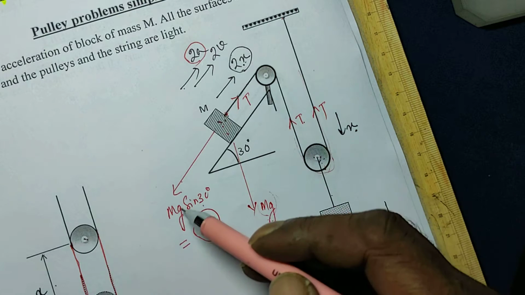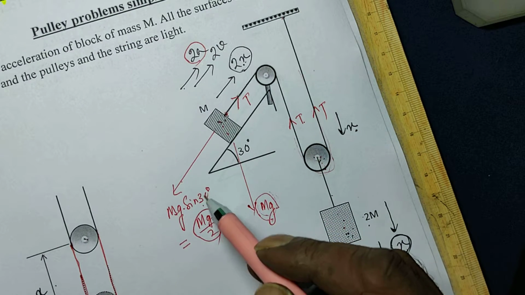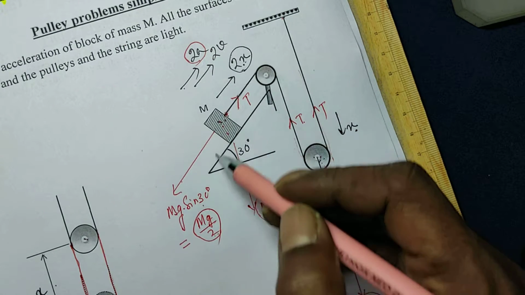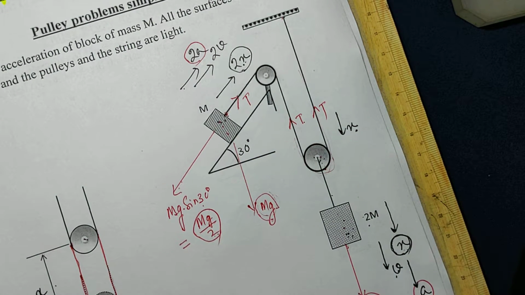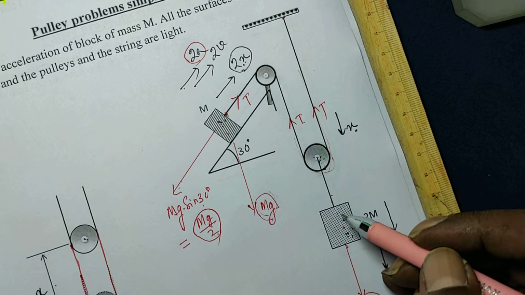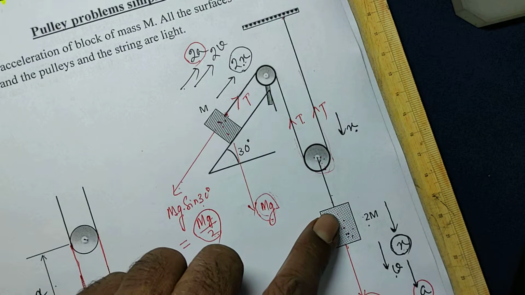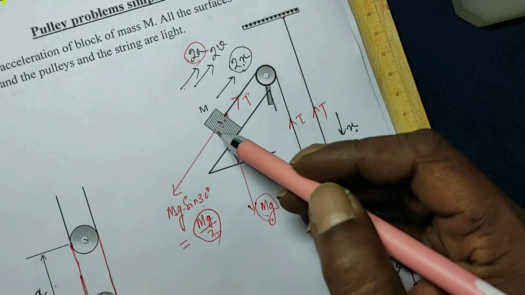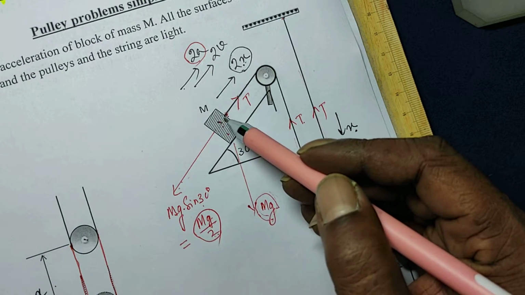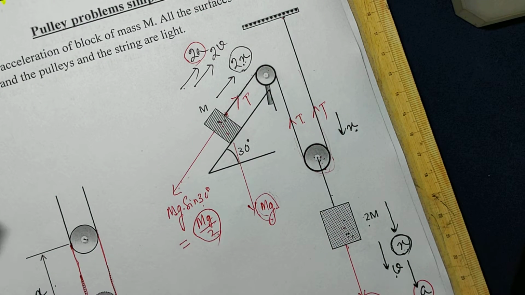One tension is to this side, and a component of its weight, mg sine theta, that is equal to mg by 2, is to this side. Now look at this string, which is holding this mass from the pulley. If nothing is moving, this is neither moving down nor moving up the inclined plane. That is called equilibrium.